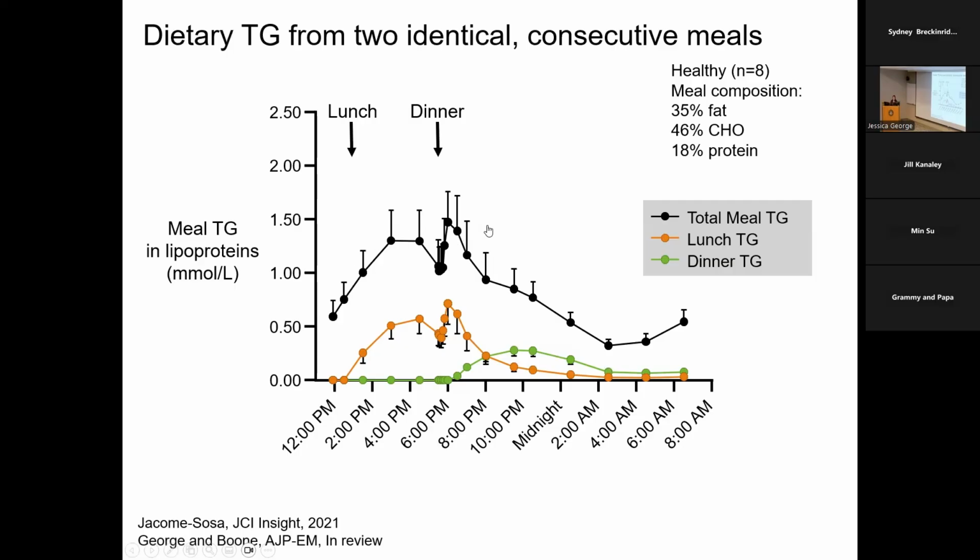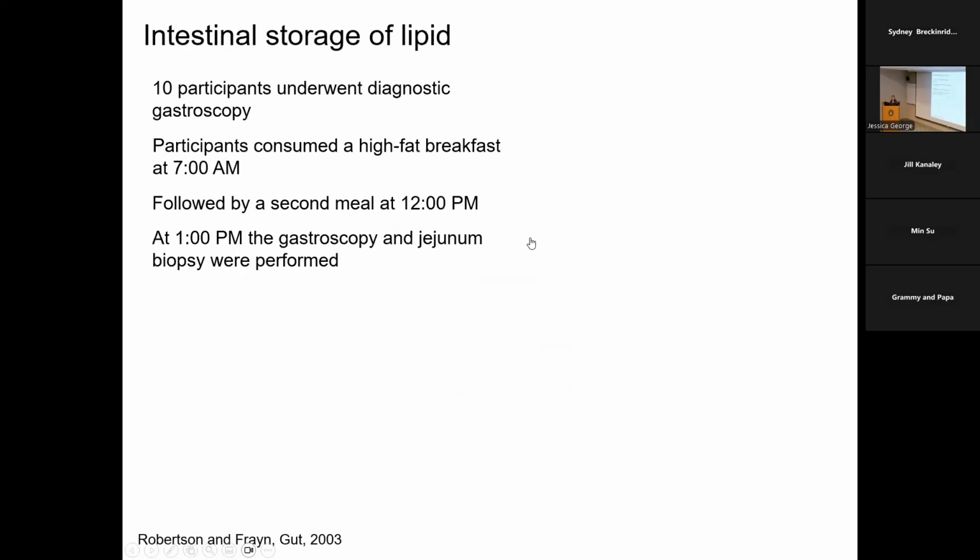Why do the curves look so different? We now know that this is because of the lunch TG, which is in this purple circle. So Frayn's group studied 10 participants who underwent diagnostic gastroscopy.